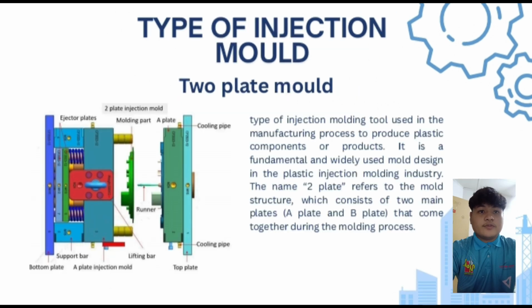Now we go to type of injection mold. First, two plate mold. Type of injection molding tool used in the manufacturing process to produce plastic component or product. It is a fundamental and widely used mold design in the plastic injection molding industry. The name two plate refers to the mold structure, which consists of 2 main plates, A plate and B plate, that come together during the molding process.